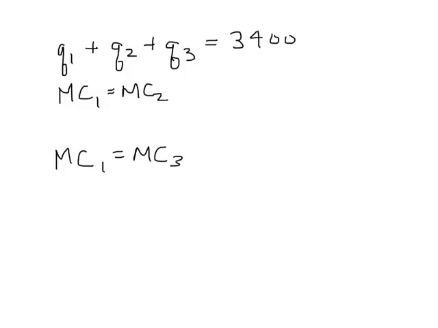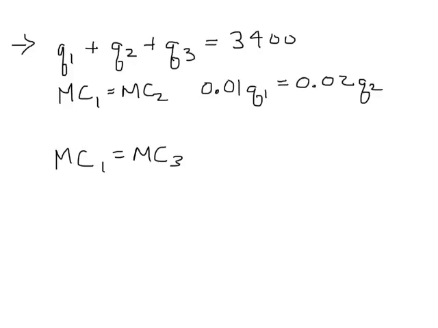So from MC1 equals MC2, I know that MC1 is 0.01 times Q1, and that's going to equal 0.02 times Q2 by the equimarginal principle. I just want to solve everything into a form that I can substitute into this equation, all in terms of one of the variables. David did it by Q2, which is perfectly fine. I'm going to do it for Q1. You could do it for Q3, whatever.